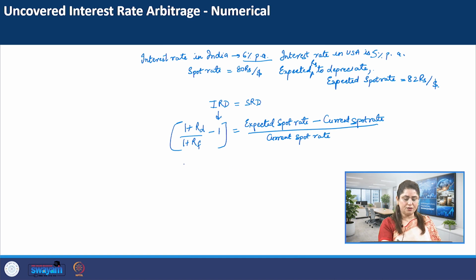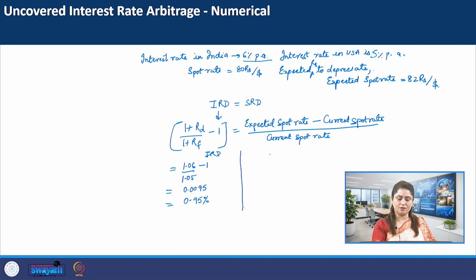Now here what we do is 1.06 upon 1.05 minus 1. This is equal to 0.0095, which is equal to 0.95%. So this was the interest rate differential, and now we will find the spot rate differential.